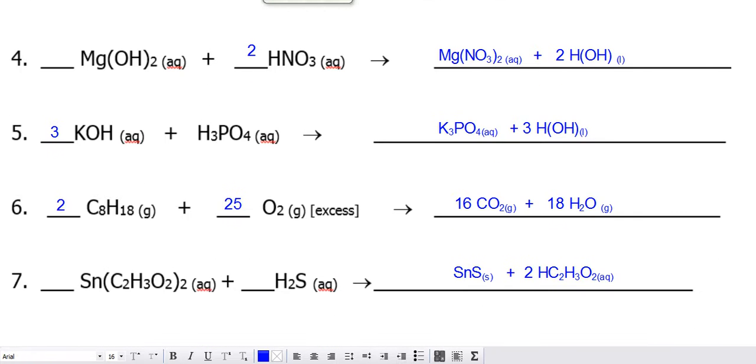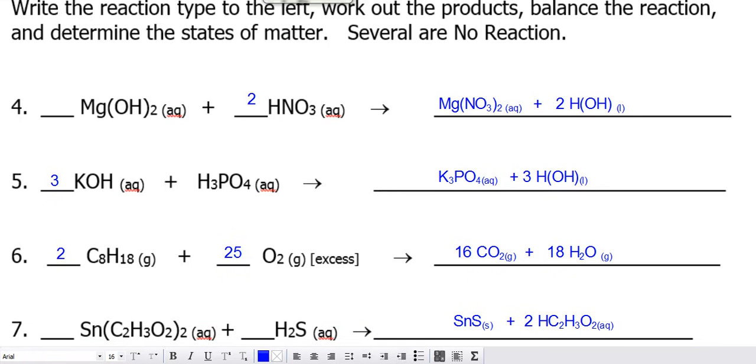Okay, let's go to the types of reactions here. This is a double replacement reaction right here. We have magnesium and hydrogen switching places, which ends up making water. We have to switch the ions, balance the reaction, and then we're making a liquid. Number two is also a double replacement.